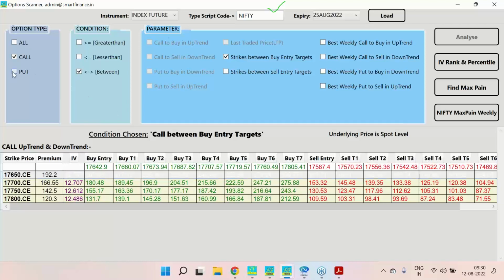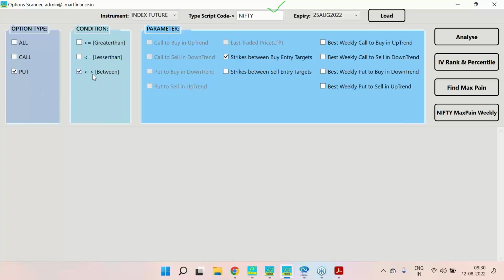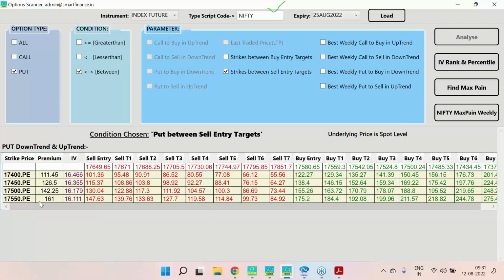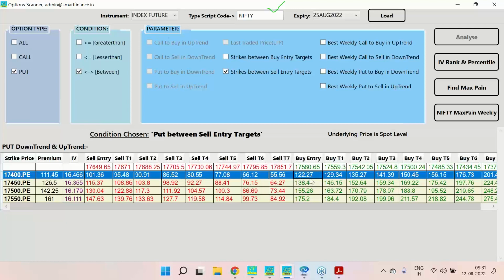Similarly, if you want to do put trades, hit on the put, select the between option, and here you see strikes between the sell entry and targets. It will tell you which strikes are best suitable for trading today. Today, in the put strikes, if you are going to buy, you should buy it here, and if you are going to sell the put, you should sell it at 101.